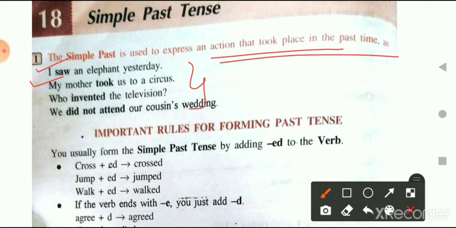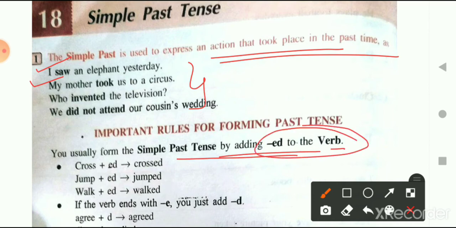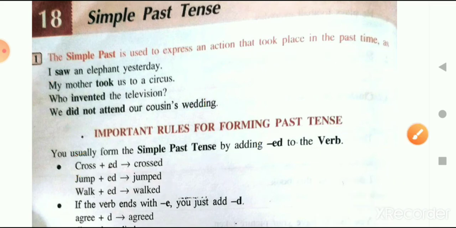Now moving on, some important rules while forming simple past tense are: you usually form the simple past tense by adding ed to the verb. Ed to the verb means we have the verb and after the verb we just add ed. Let's see an example. Here we have the verb cross. To form its past tense, we simply add ed to it and it becomes crossed. Similarly, the next verb is jump. To make jump into its past form, we add ed to it and it becomes jumped.